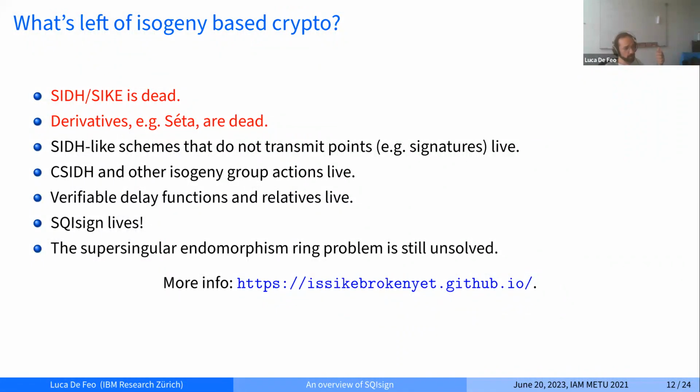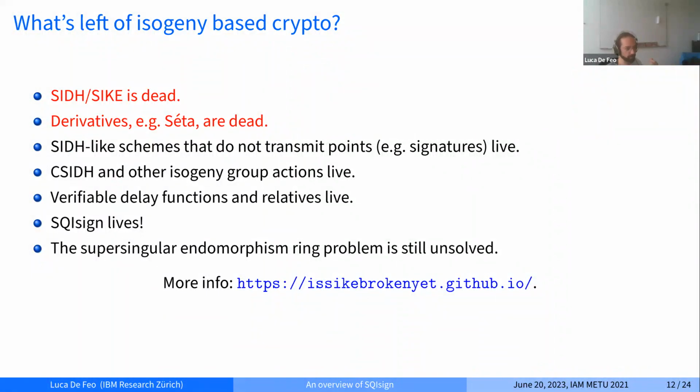And so this also includes SIDH-related schemes that, unlike SIDH, do not transmit points of the curves. So for example, SIDH-based signatures are still secure as far as we know. There is no reduction in the security of these schemes. They are not the most popular because they are not very efficient, but they are definitely usable. SQIsign and the Couveignes-Rostovtsev-Stolbunov scheme are also completely untouched by the attacks. Verifiable delay functions, SQIsign, of course, the topic of today, these are all still safe. And in the end, what is still safe is the supersingular endomorphism ring problem, which is the fundamental problem.